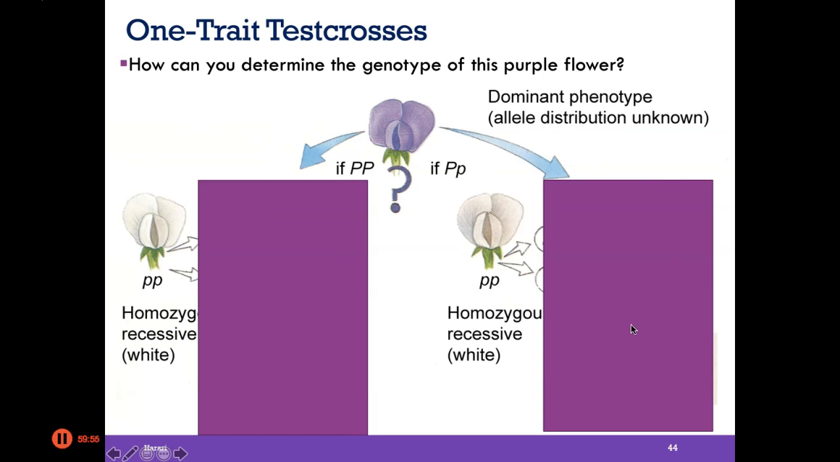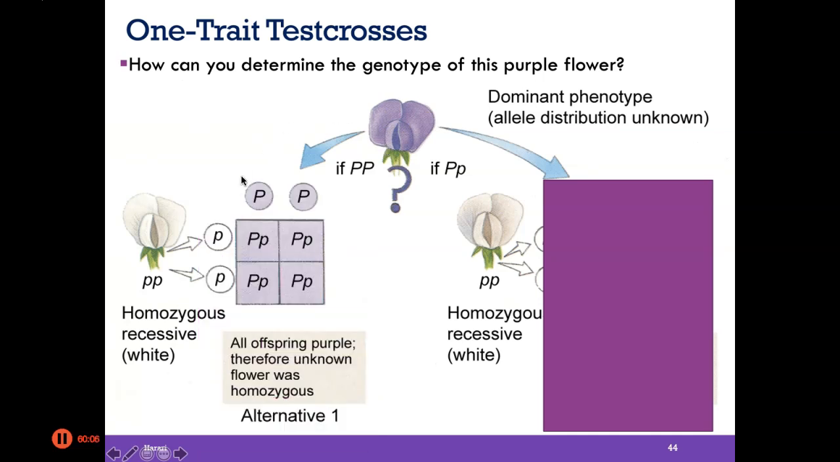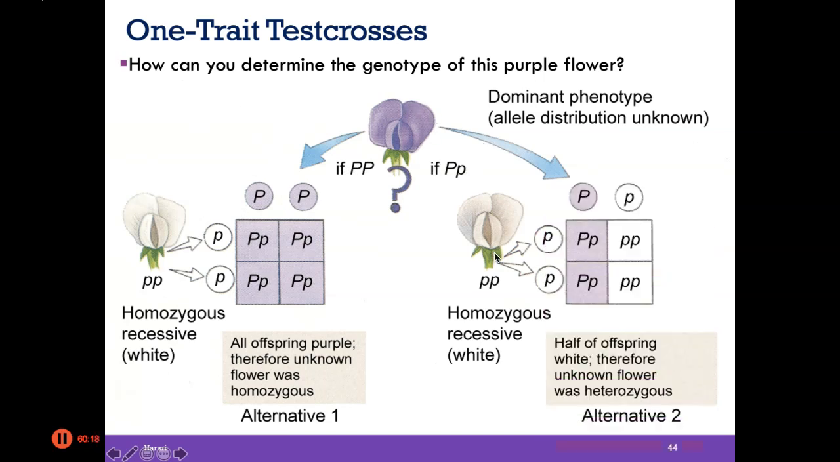So this is called a test cross, because by crossing this unknown purple flower with a white flower and looking at the offspring, you can determine what genotype this flower was to begin with. Right? So if you get all purple offspring, that means it must have been big P, big P. And that's how you get 100% purple offspring. If this were heterozygous, though, you would get 50% white, 50% purple. So by doing a test cross, you can look at the progeny and figure out what the parent's genotype was.